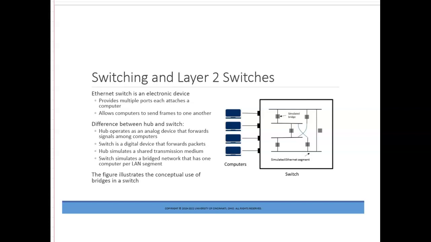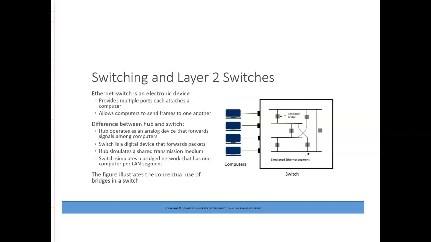An Ethernet switch is an electronic device that resembles a hub. A switch provides multiple ports that can attach to a single computer, and the switch allows computers to send frames to one another. Some of the differences between a hub and a switch are that a hub operates as an analog device that forwards signals among computers, while the switch is a digital device that forwards packets. A hub simulates a shared transmission medium, while a switch simulates a bridged network that has one computer per LAN segment. The figure illustrates the conceptual use of a bridge and a switch.